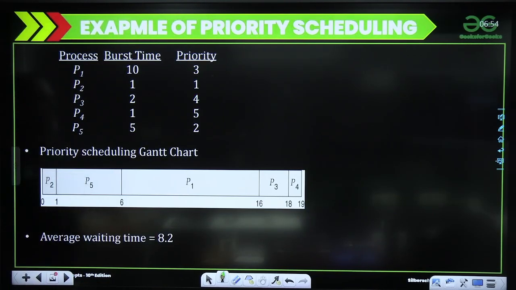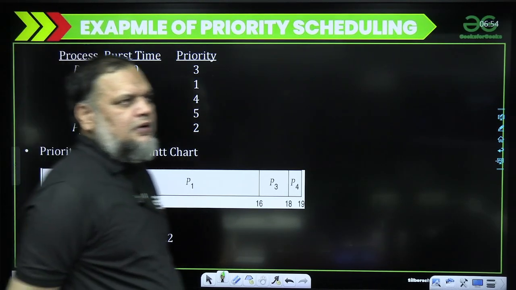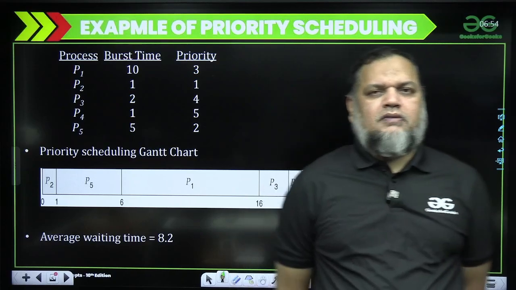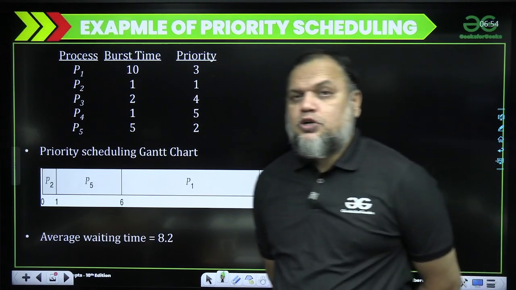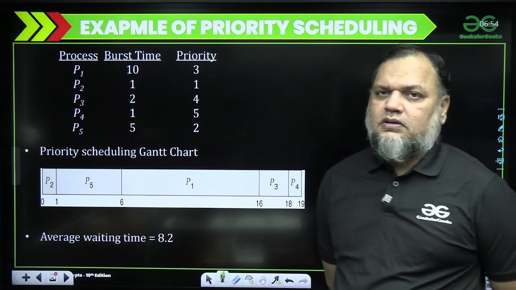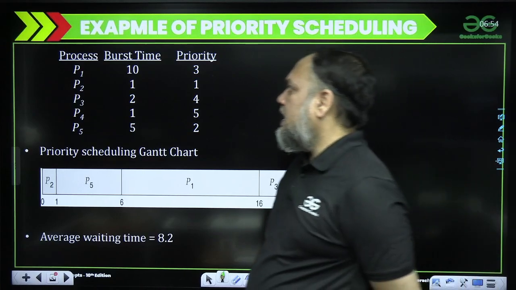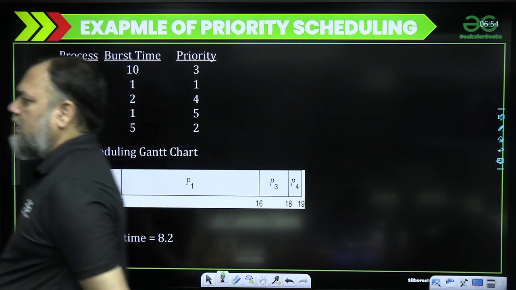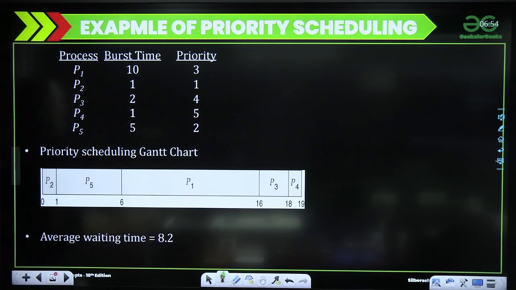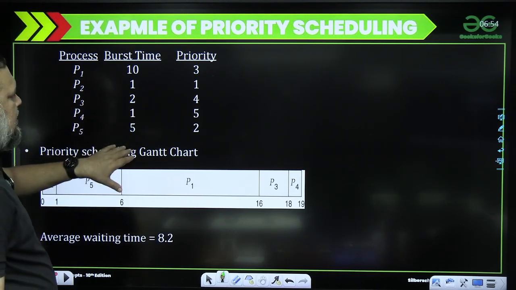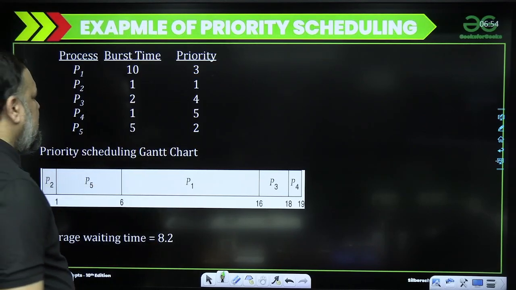Here is a simple example to indicate the working of priority-based scheduling. Here I am assuming no arrival times, which means all the processes have arrived at the same time. That is a convention we have already seen several times. If arrival times of the processes are not given, we assume all processes are available at the same time 0. So this is a set of 5 processes. Their burst times are as follows, and these are the priorities.